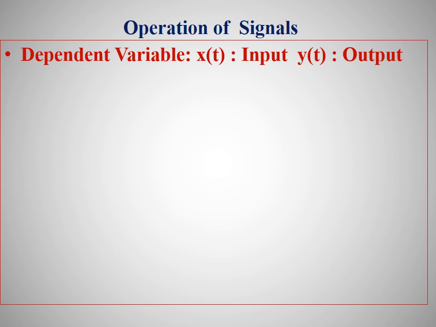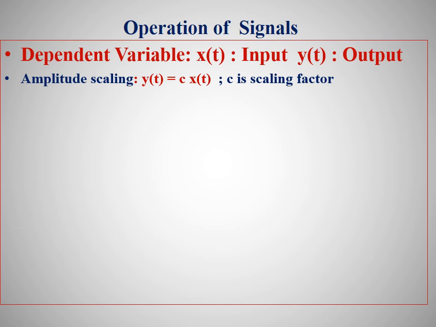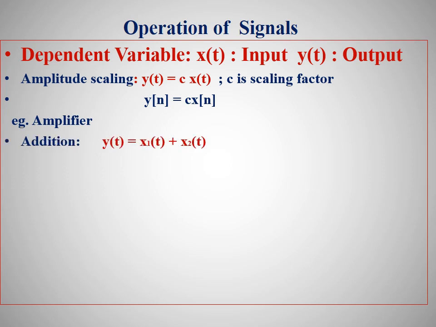Let us assume that x of t is the input and y of t is the output, as is the usual assumption for most signals problems. Amplitude scaling would be given by y of t is equal to c into x of t, where c is a scaling factor. In a discrete case, it would be represented as y of n is equal to c into x of n. An example is an amplifier, where if we give a signal of amplitude 2 volts, if c is equal to 2, the output voltage would become 4 volts.